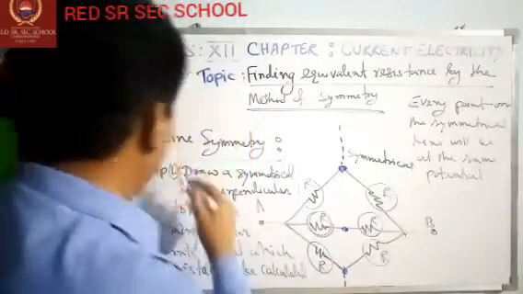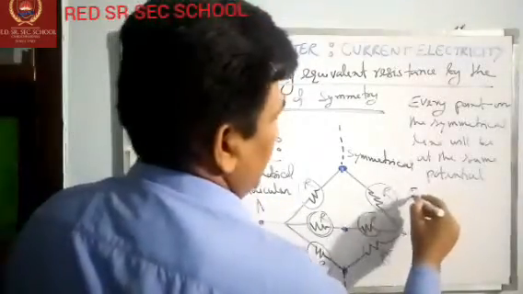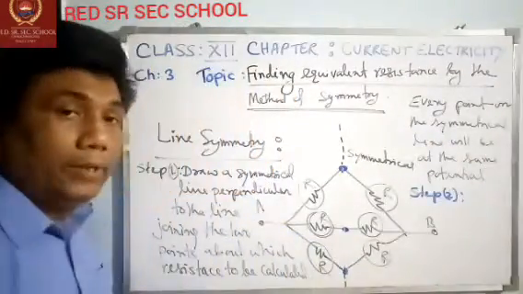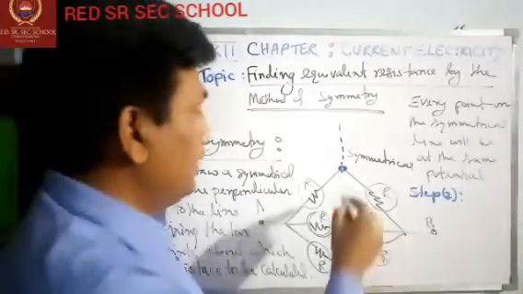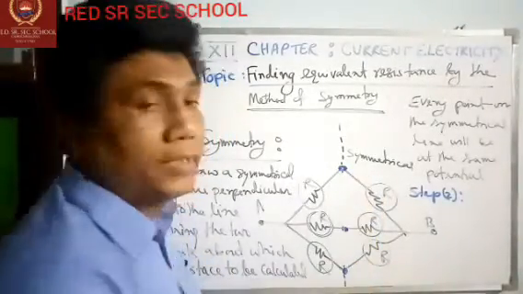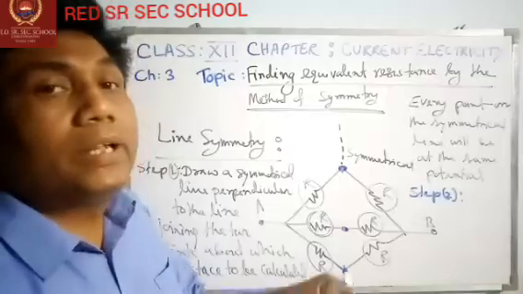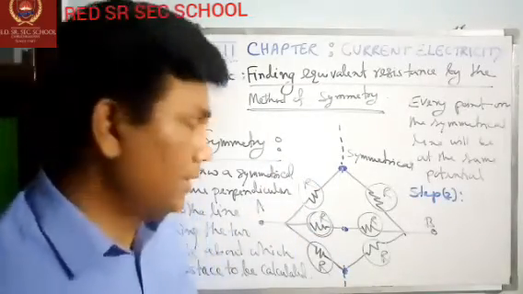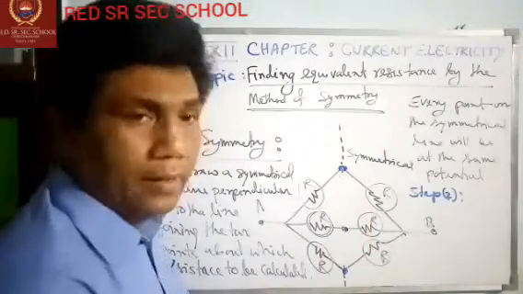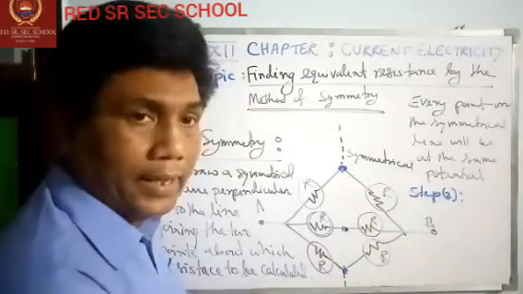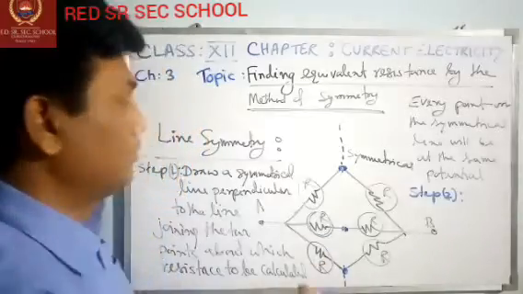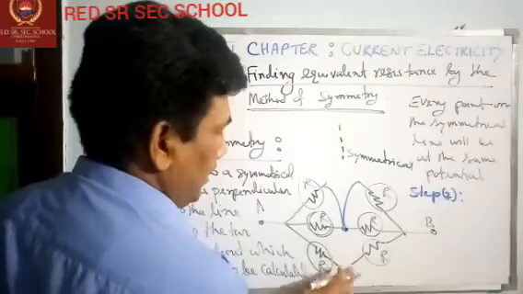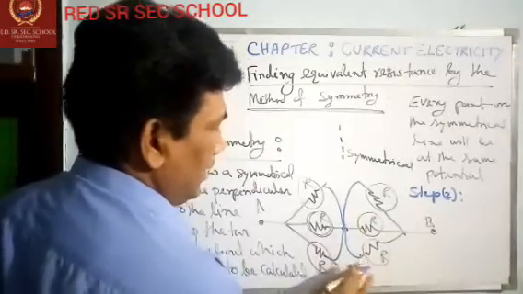It means step 2. What is step 2? You can join all the points at the same potential, or you can disjoint according to your wish. If you want, you can disjoint whatever I have done. In fact, you can join also. You can directly join these points like this.